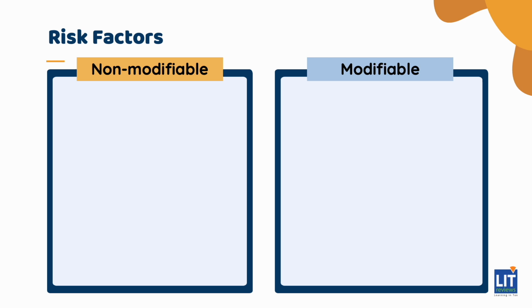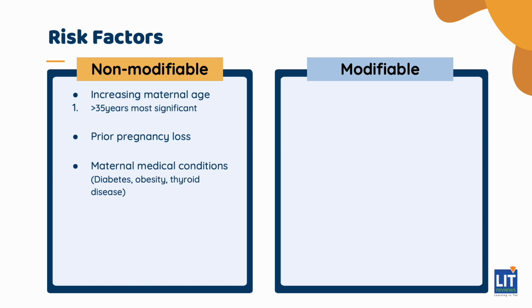Risk factors can be divided into modifiable and non-modifiable risk factors. Under non-modifiable risk factors, it includes increasing maternal age with more than 35 years being most significant due to its strong association with fetal chromosomal abnormalities. Other non-modifiable risk factors include prior pregnancy loss, maternal medical conditions such as diabetes mellitus, obesity, and thyroid disease.